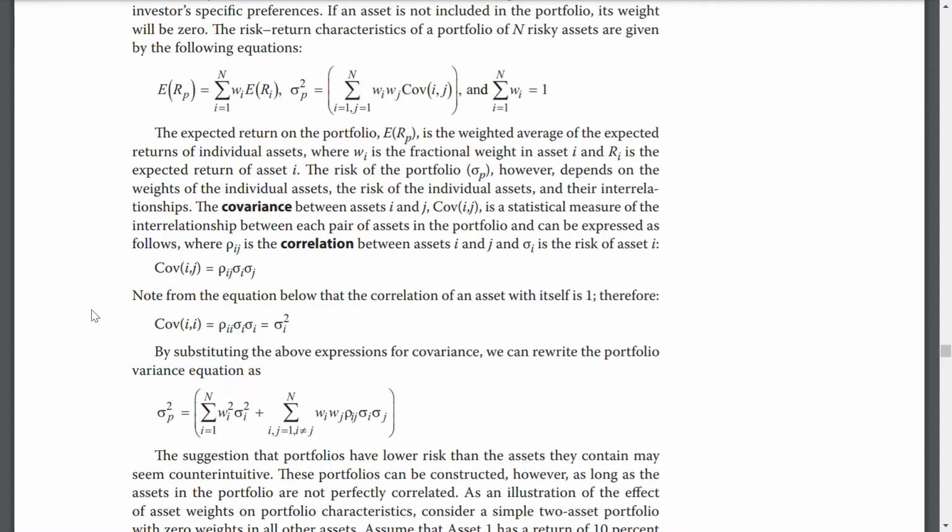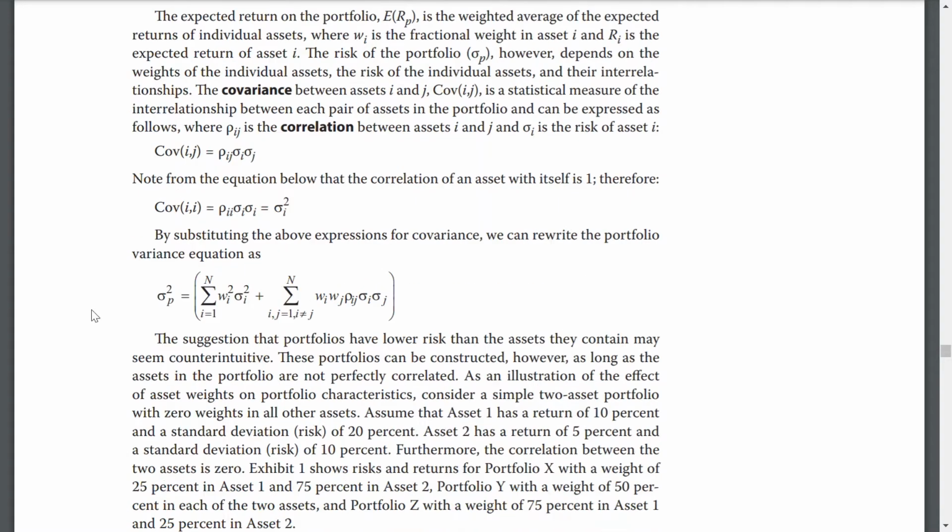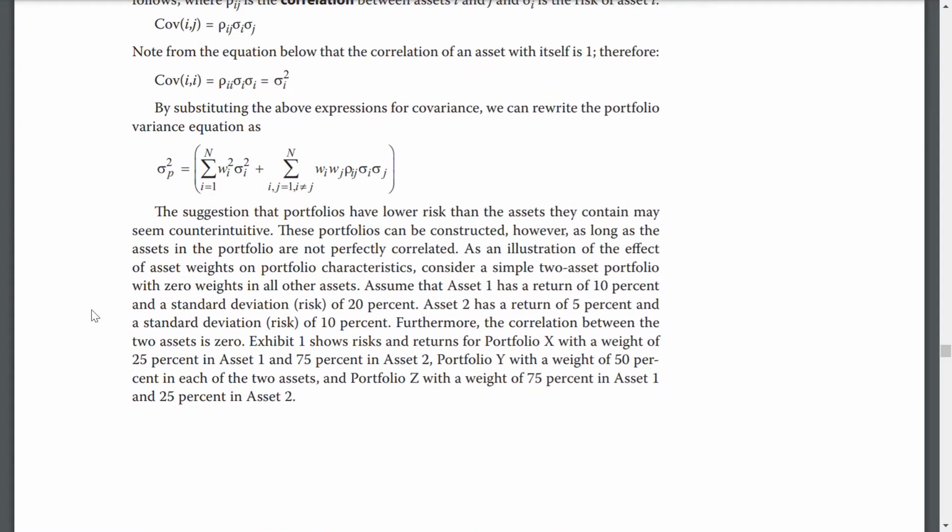The covariance Cov_ij is the statistical measure of the interrelationship between each pair of assets in a portfolio and can be expressed as follows, where ρ_ij is the correlation between assets i and j, and σ_i is the standard deviation of risky asset i. Note that the correlation of an asset with itself is 1. Therefore, this is true. By substituting the above expression for covariance, we can rewrite the portfolio variance as such.